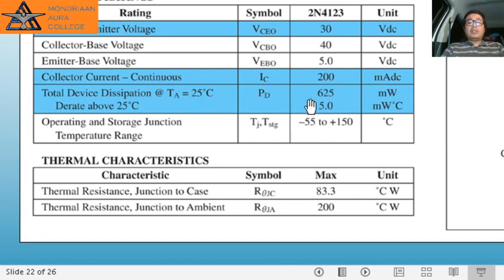Magbabawas daw tayo dito. So, magiging 620 milliwatts na lang. So, nakikita natin dito na nagkakaroon pala ng effect yung temperature natin sa maximum power. Habang tumataas yung temperature natin, the lower the maximum power is. So, yun yung tinatawag na power derating factor.